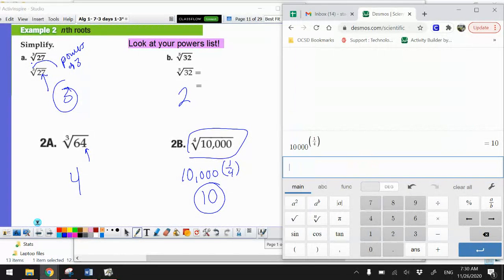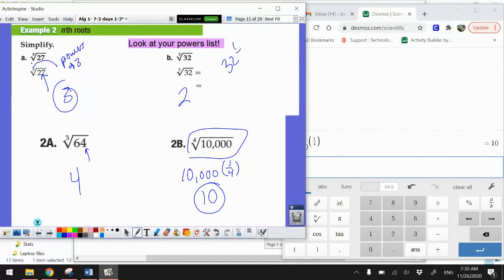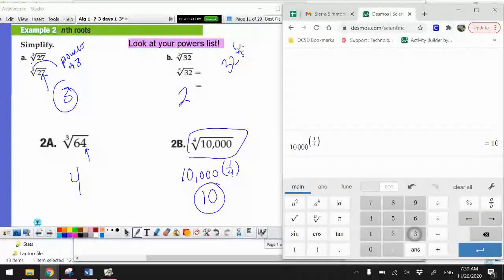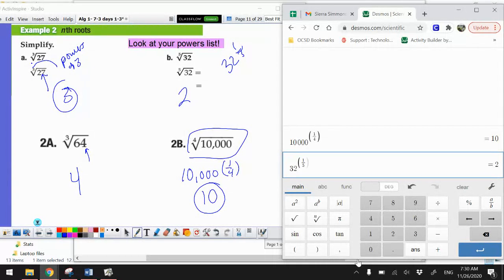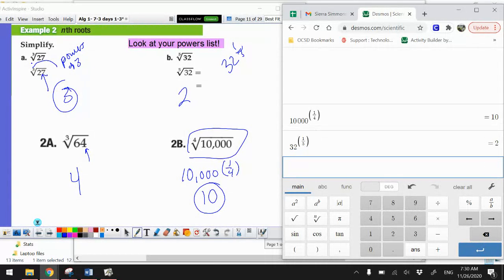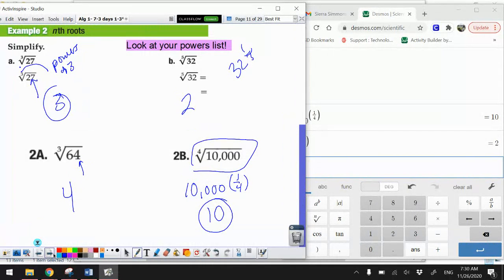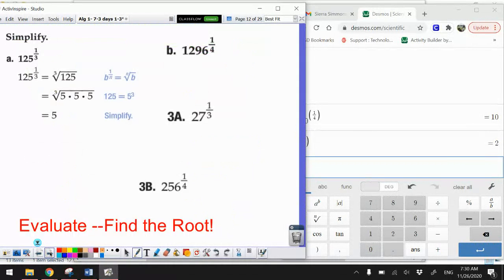Okay? Now let's see if we can do the same thing with this 32. I know that's 32 to the 1/5 power. So if I put in 32 and I raise it to a power, parenthesis 1 divided by 5, I get a 2. So that does work. Okay, but it's really important that we understand how to do these without a calculator because it's much faster if we just use our powers sheet, and we need to understand them and memorize some of them as we move forward. There'll be some that we use all the time.